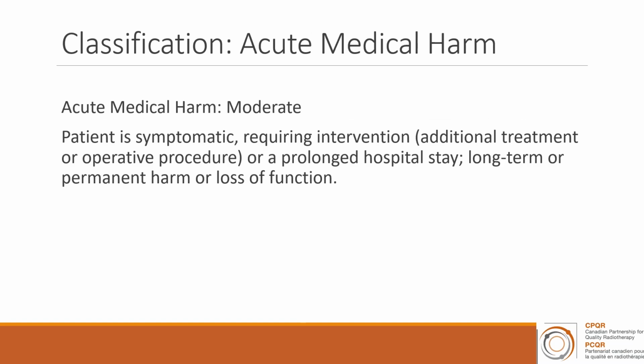The acute medical harm. Well, this is really a judgment call based on the information you have about the patient and maybe the input of the radiation oncologist. So I called it a moderate harm. This patient is symptomatic, requiring intervention, additional treatment or operative procedure, prolonged hospital stay, long-term or permanent harm or loss of function. Their pain has increased and the tumor is doubling in size. They required a new CT scan and a new plan, so I said moderate harm.